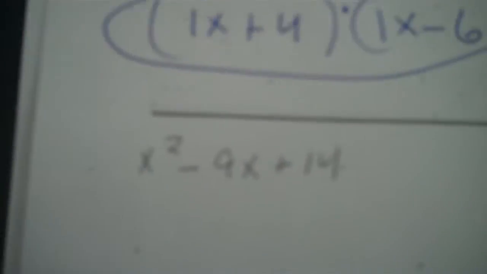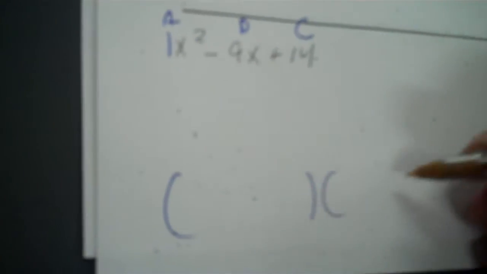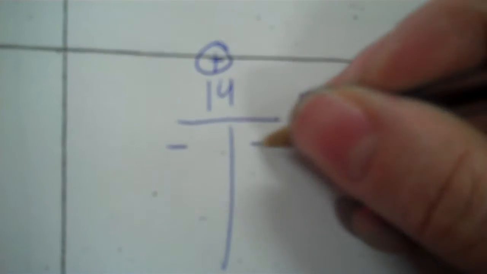Okay, next problem. x to the second power minus 9x plus 14. Make your table. To find what goes on top, you take the A times the C. 1 times 14 is 14. It is positive 14. So that's a match. So put two signs that match, I don't care. So negative, negative.